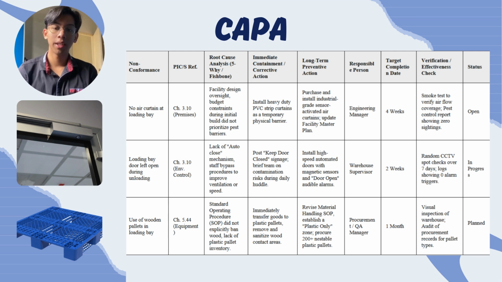Lastly, we identified the use of wooden pallets, which pose a significant microbial and physical contamination risk. This occurred because our current SOP did not explicitly ban wood. So we are immediately transferring all goods to plastic pallets and sanitizing all the contact areas. The procurement and QA managers are now working to revise the material handling SOP and procure over 200 stackable plastic pallets to establish a permanent plastic-only zone.